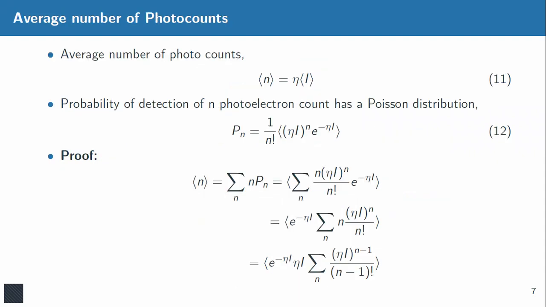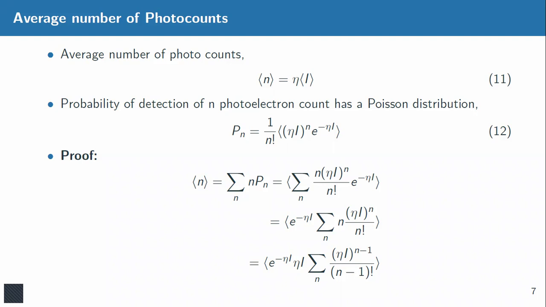So we saw that the probability of single photodetection is proportional to the intensity and its efficiency. So we can write the average photo counts in terms of the efficiency and the average intensity over the whole ensemble.